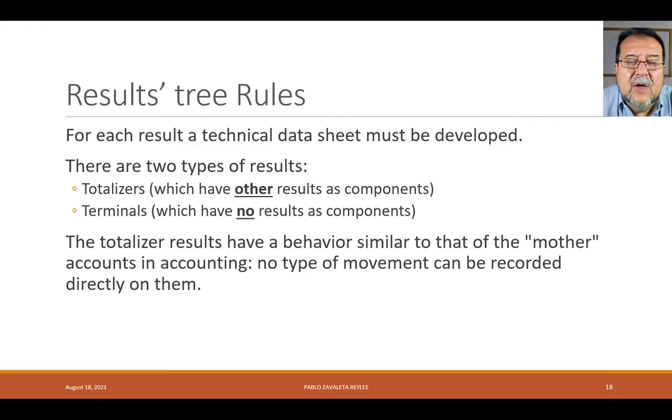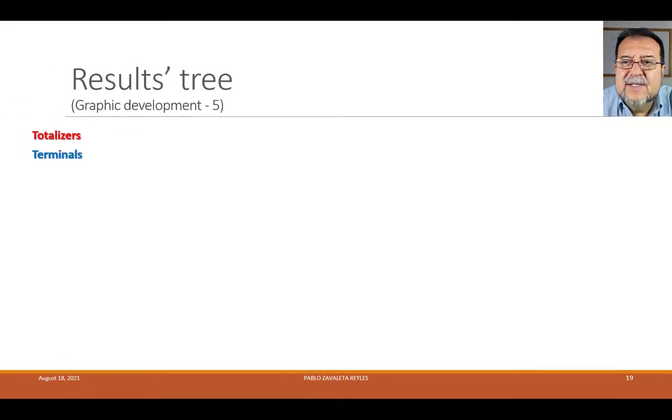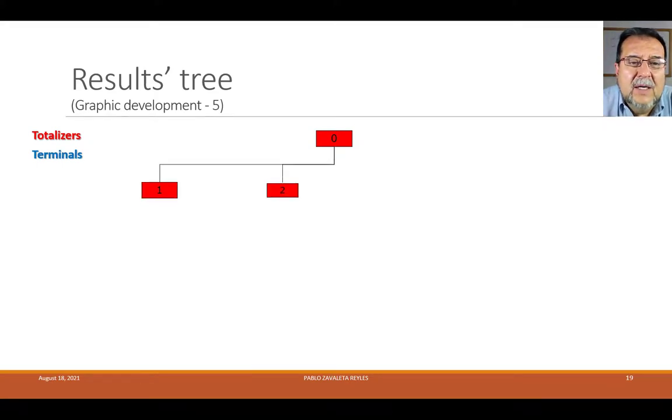totalizers. So let's make a graphical description of these totalizers and terminals. The same example that we did previously, but this time we will be using red for totalizers and blue for terminals. 0, by definition, is a totalizer. And we had 1, 2, and 3. Remember that 3 didn't have any results as its components, so that's a terminal result. And 1 and 2 had their own components.